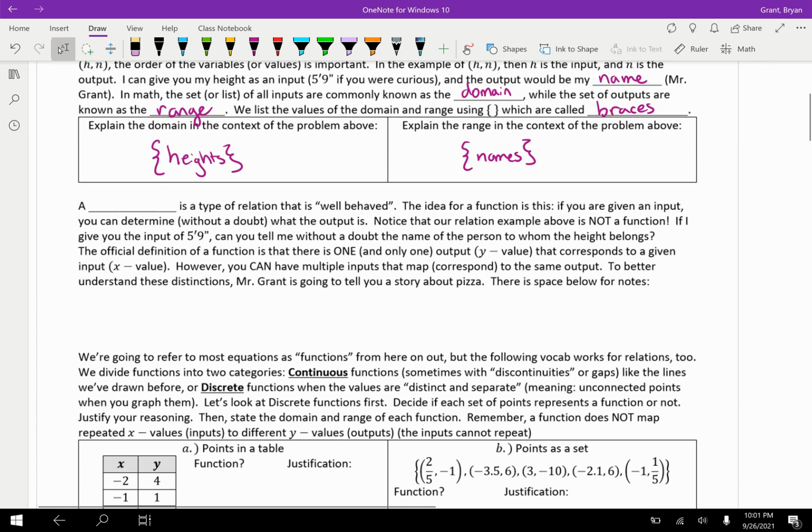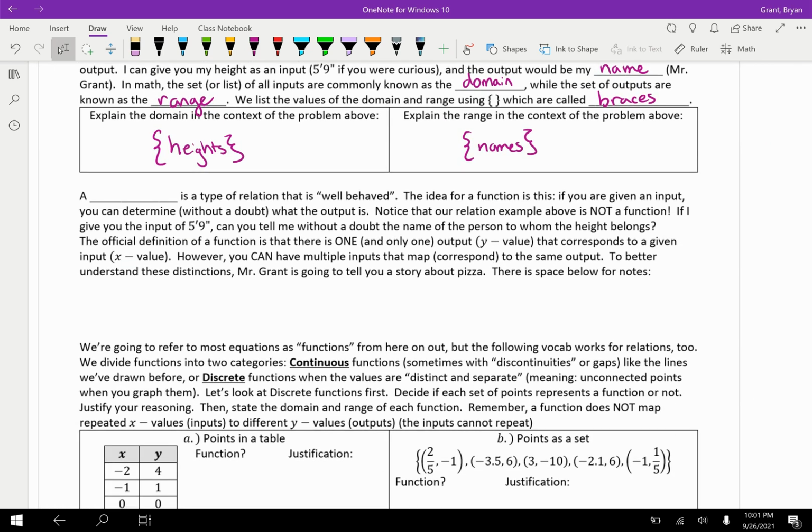Alright, well, we can narrow down our relations to a very specific type of relation that we say is well-behaved. Well-behaved is like well-defined. It fits a certain definition that we're going to go over, and that is the idea of a function. Okay? The idea for a function is this. If you're given an input, then you can tell or determine without a doubt what the output is.